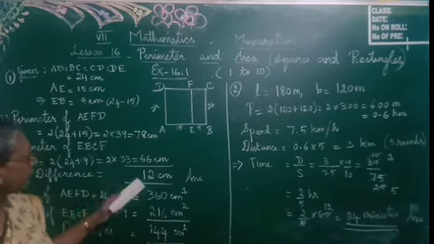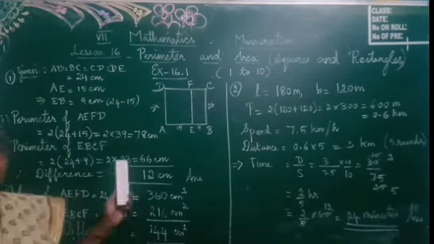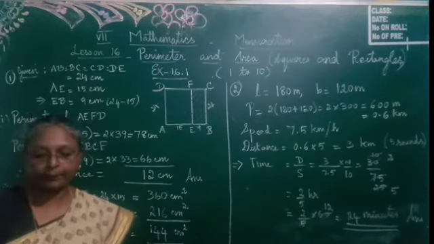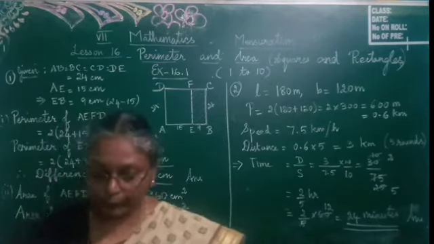We are asked to find by how much they are greater. So, the perimeter of the first rectangle is greater by 12 centimeters and the area of the first rectangle is greater by 144 centimeters square. We will go to the second sum. Let me read the sum for you.